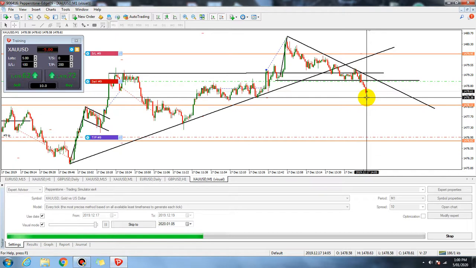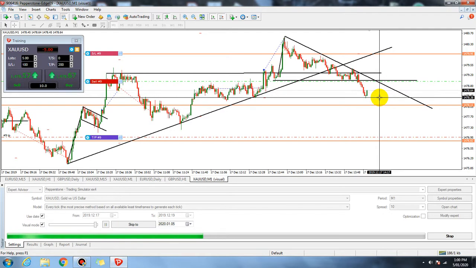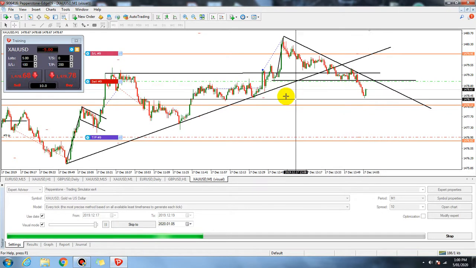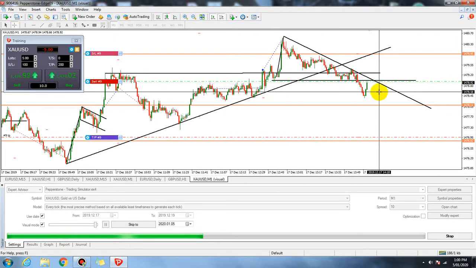Could be a New York reversal. Don't know what day the 17th of December was. Is that a Thursday? The Friday must have been the 19th. So this is a Wednesday, so it's not a Thursday reversal. Bouncing off this support level here, which we've hit before.